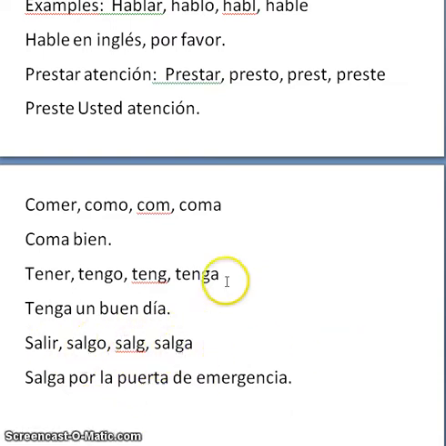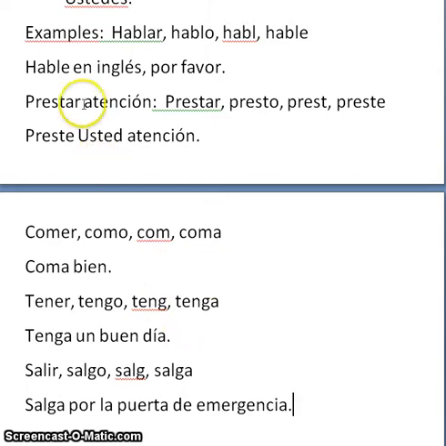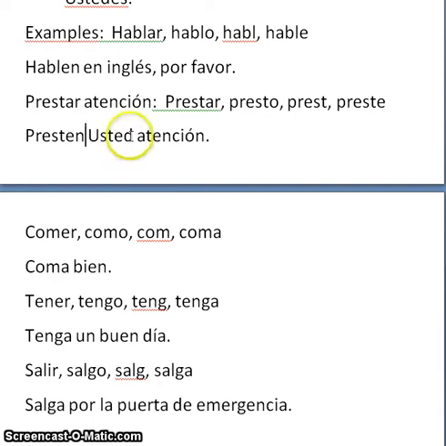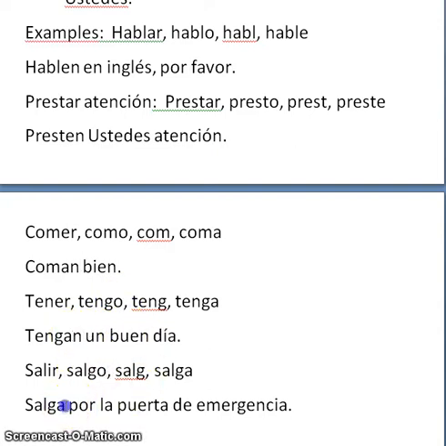What if it's ustedes? Again, if we were addressing any of these sentences and making them commands for ustedes, what would we have to do here? Exactly right. All you have to do is add an N. Hablen en inglés, por favor. Presten ustedes atención. Muchachos, coman bien. Clase, tengan un buen día. Salir. Al público, salgan por la puerta de emergencia.